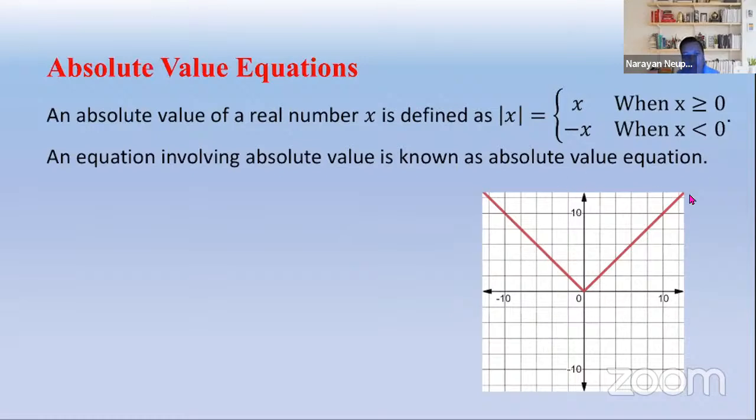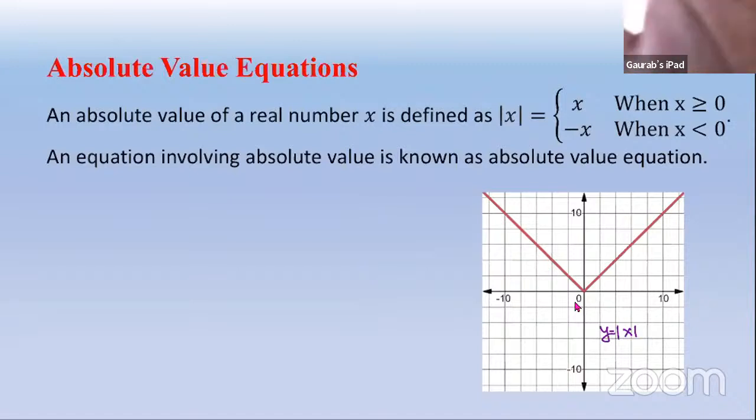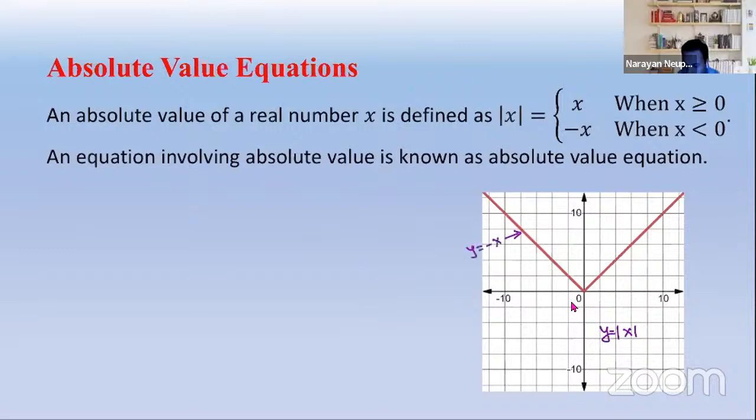So here is the example of the graph of the absolute value function. This entire graph here is the graph of y equal to absolute value of x. And you can clearly see on this side, when the value of x is less than 0 or negative, here is the graph. And this graph is the graph of the function y equal to negative x.